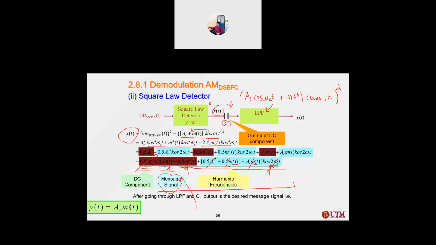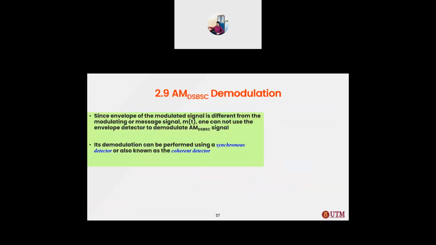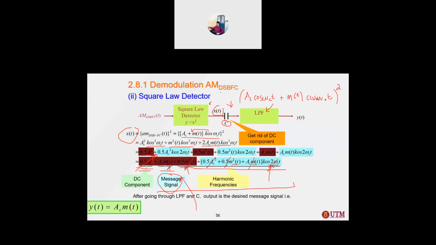So in the end you get the message signal. The rest are being reduced by the DC blocker for the DC component, and the other is being removed by the low pass filter. Okay, so this is how you demodulate double sideband full carrier using a square law detector.